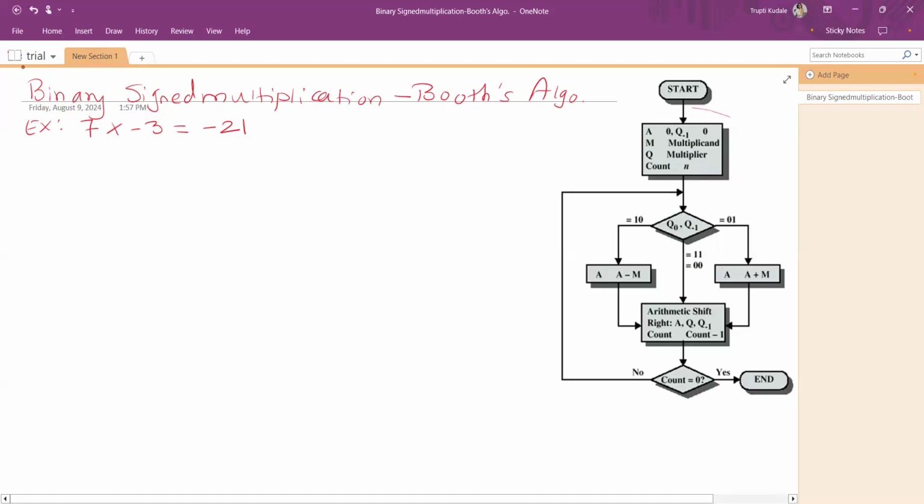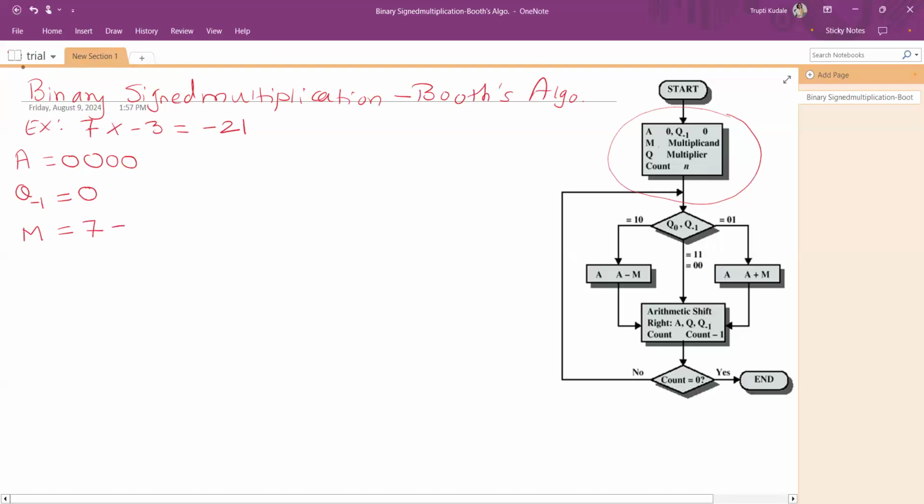So the first step is to initialize. As per this algorithm, after the start, you have to initialize your accumulator value, Q minus 1 value, Q and count. A is your accumulator value, which will be initialized to 0 first. Q minus 1 is 1 bit, which is initialized to 0. M will store your multiplicand. So 7 is the multiplicand in this example and 3 is the multiplier.